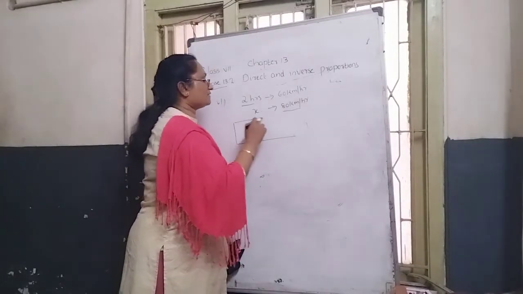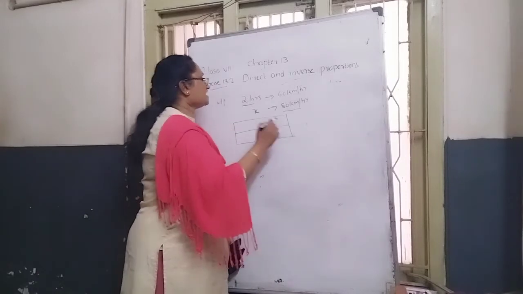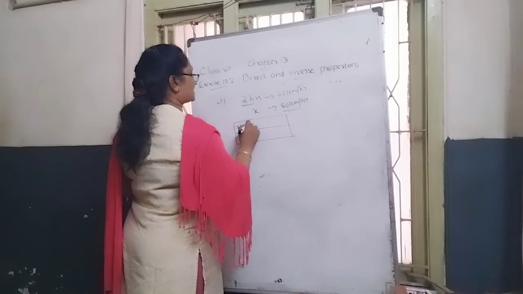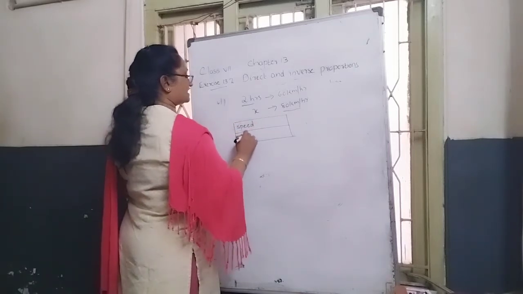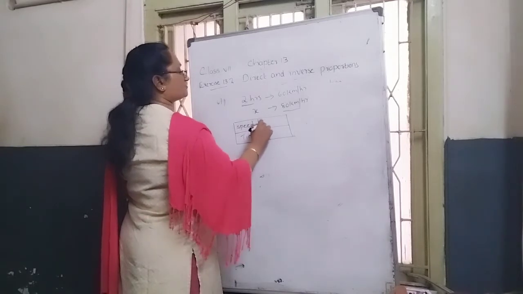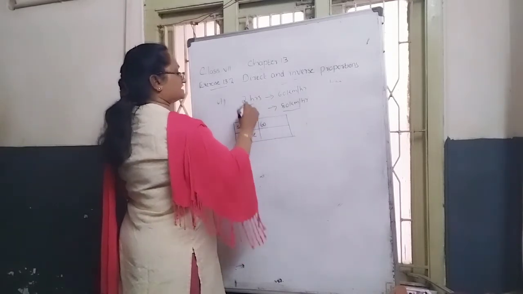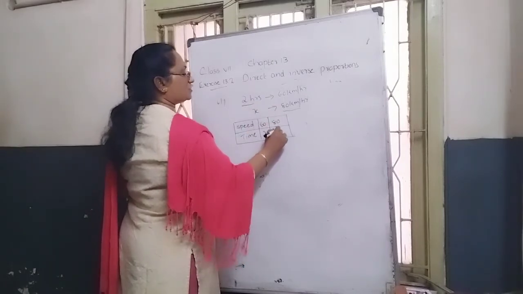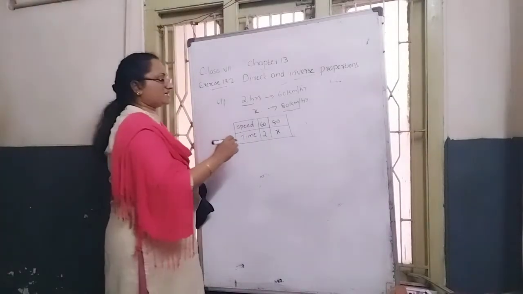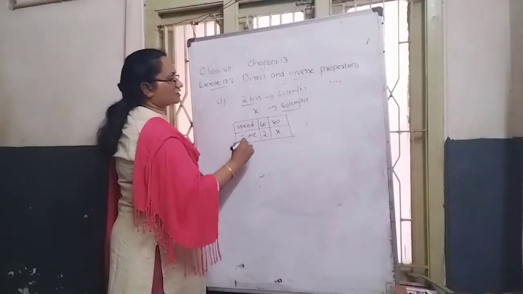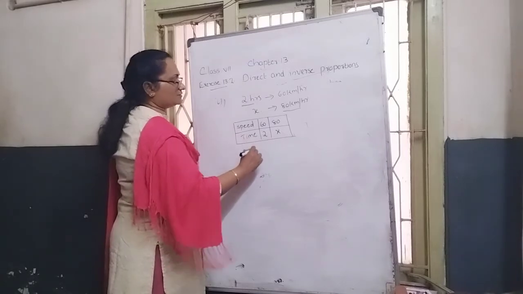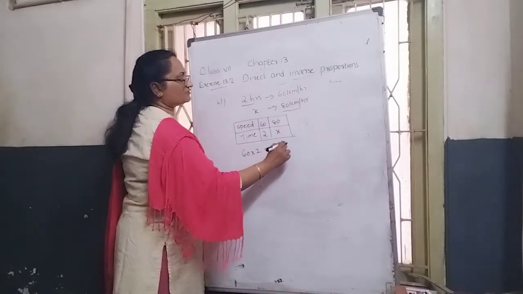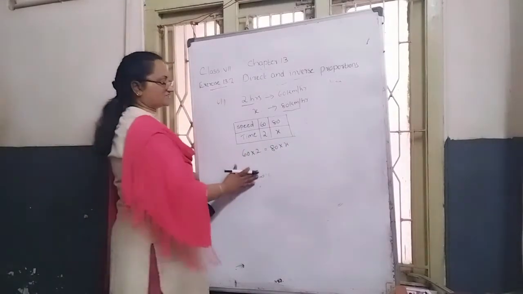Draw a tabular column divided into two columns. The first column is the speed of the car, and the second is the time. In the first case, the speed of the car is 60, and the time is 2 hours. Next, the speed of the car is 80, and the time we don't know, so we consider it as X. For 60 kilometers per hour, the time is 2 hours. For 80 kilometers per hour, we don't know the time, so we mark it as X and find the value.